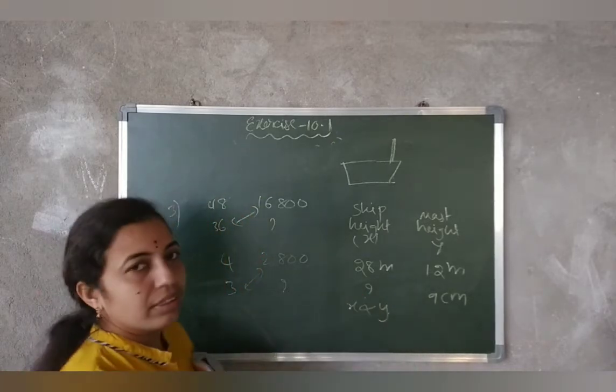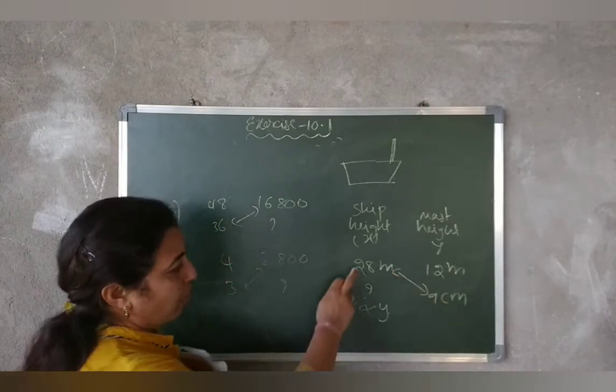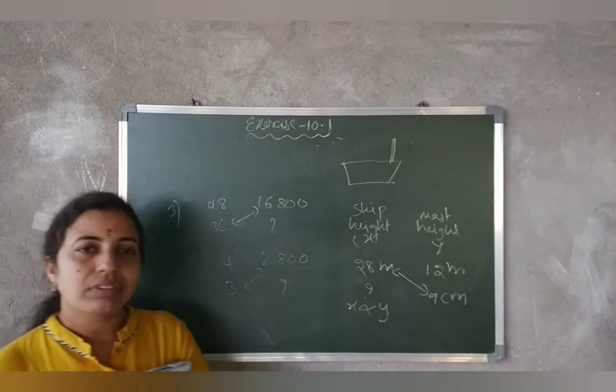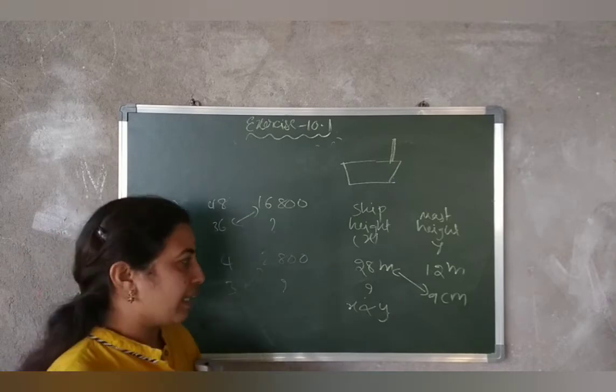Now how to find the ship length? By cross multiplication and division, you will get the answer. Okay, let's do it.